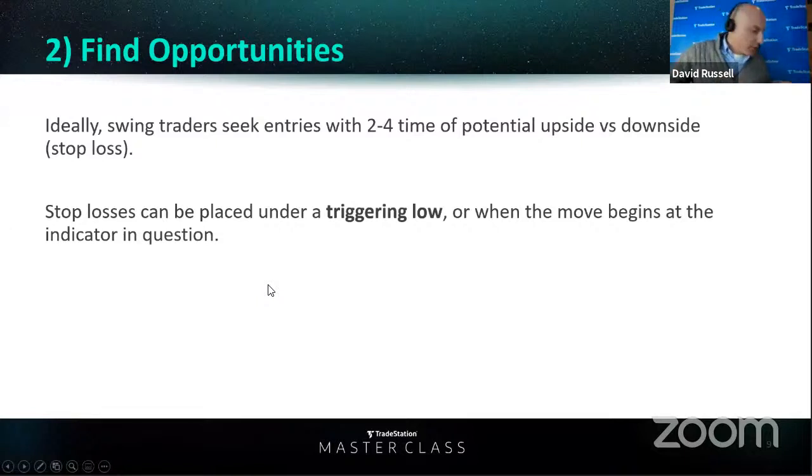Ideally, swing traders want to look for entries with 2 to 4 times more upside than there is potential downside. If we want to set a stop loss, we want between 2 and 4 times up as potential profit target versus what our stop is going to be to the downside.